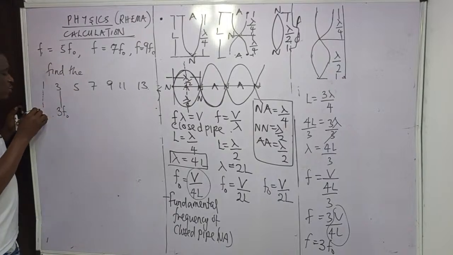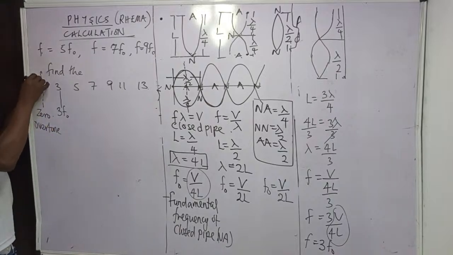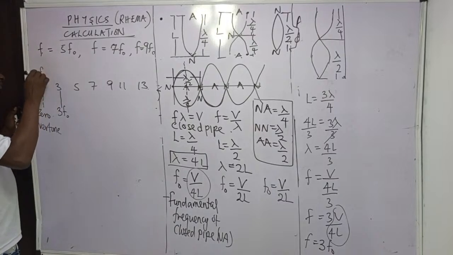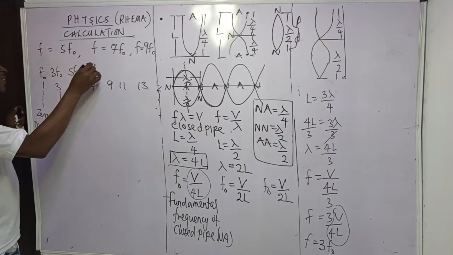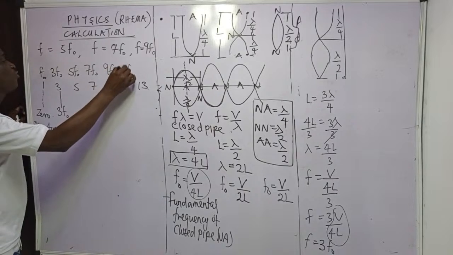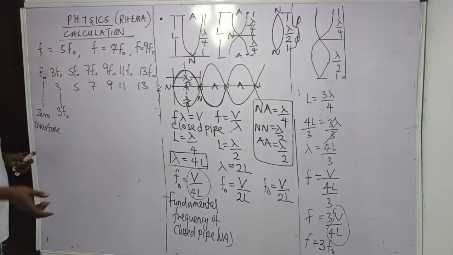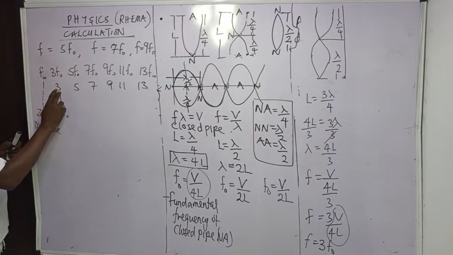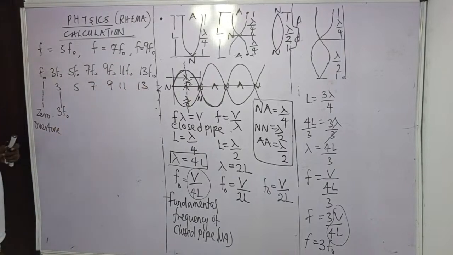Look at the board. This is F naught. This is 3 F naught. That's how I wrote it. This is 5 F naught, 7 F naught, 9 F naught, 11 F naught, 13 F naught. So if the examiner asks you to find the third overtone or the sixth overtone of a closed pipe, my overtone starts from here: 1, 2, 3, 4, 5, 6. This is the sixth overtone.